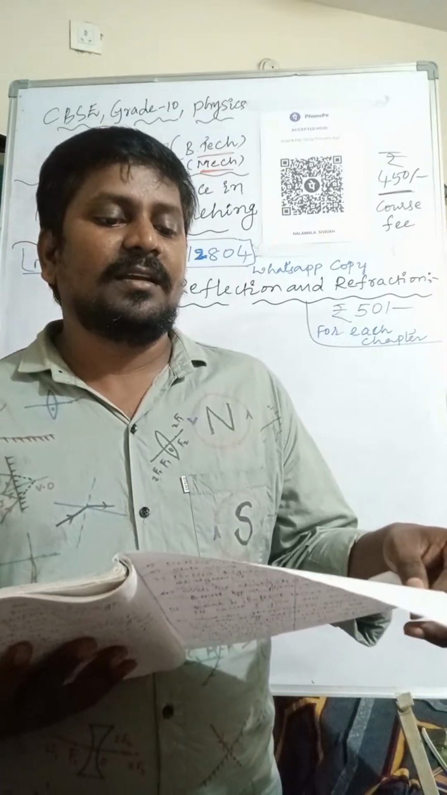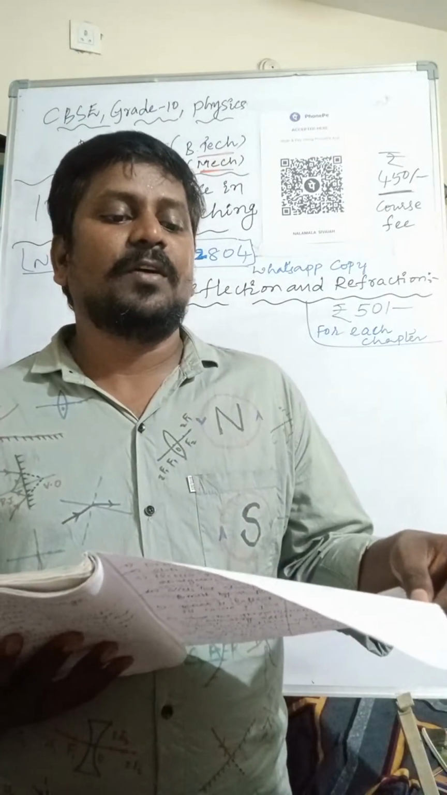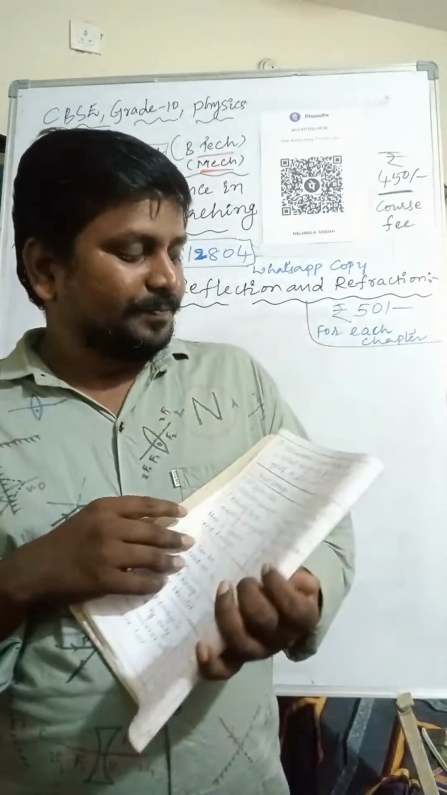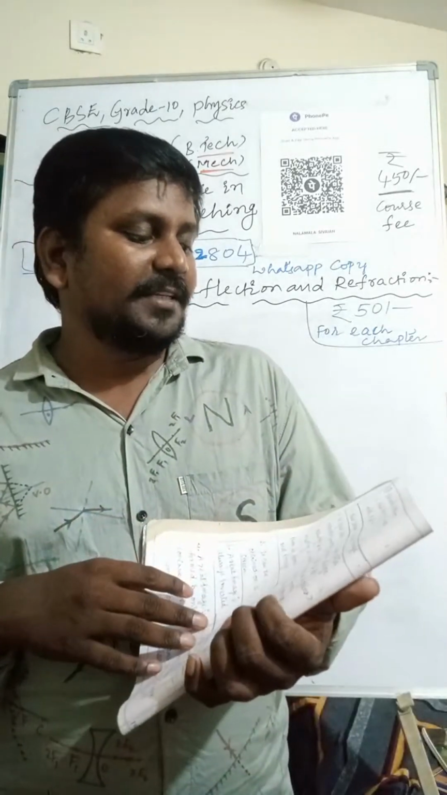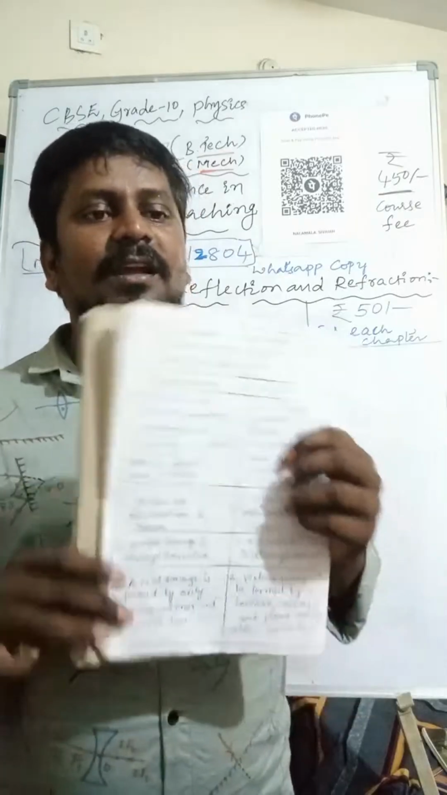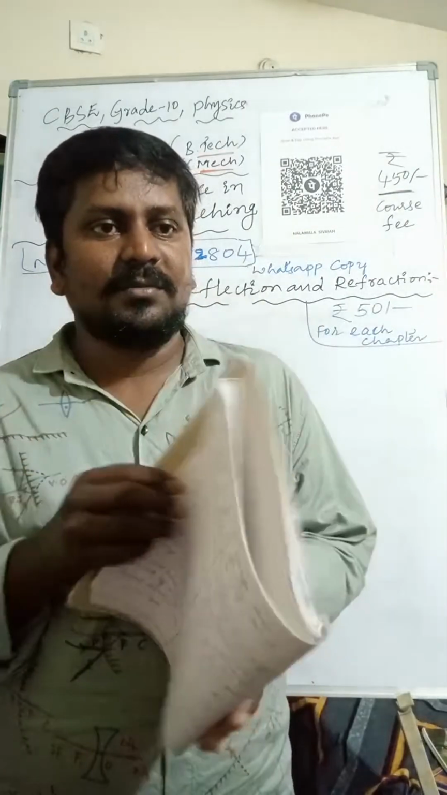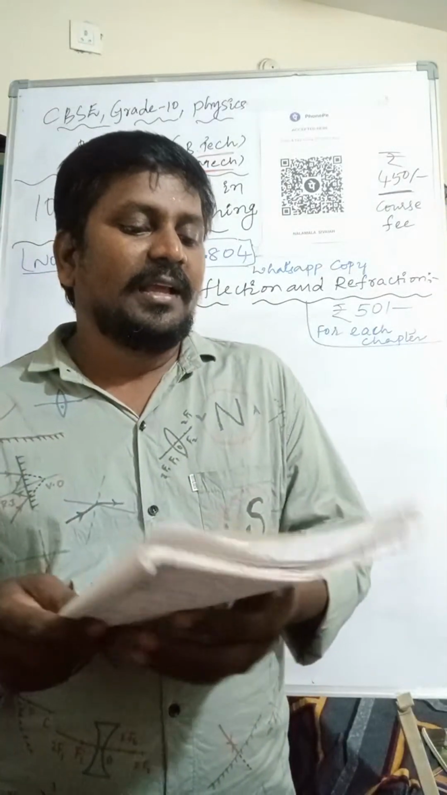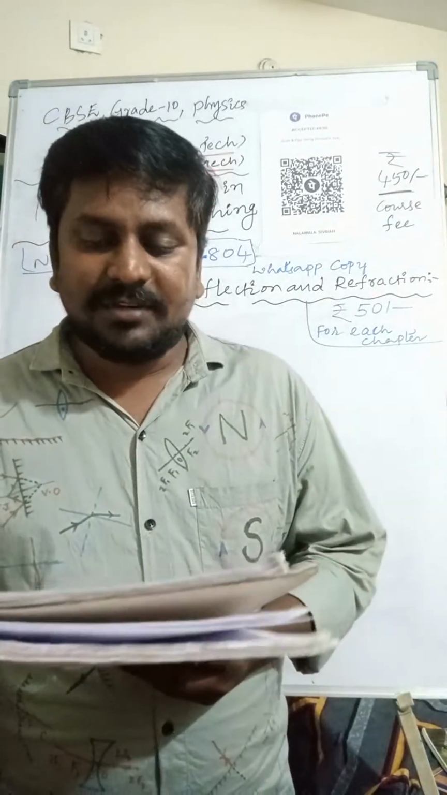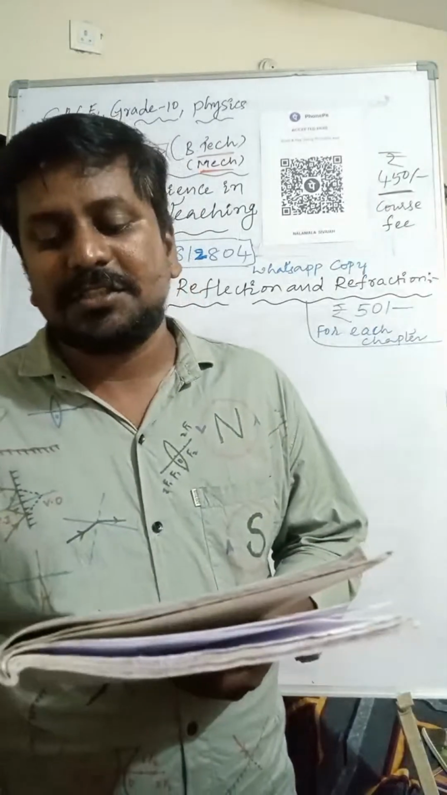Differentiate a real image from a virtual image by giving 3 points of difference. So here I'm going with the real image and virtual image. If light after reflection converges, actually meeting, then it forms a real image. Virtual image means light after reflection diverges.